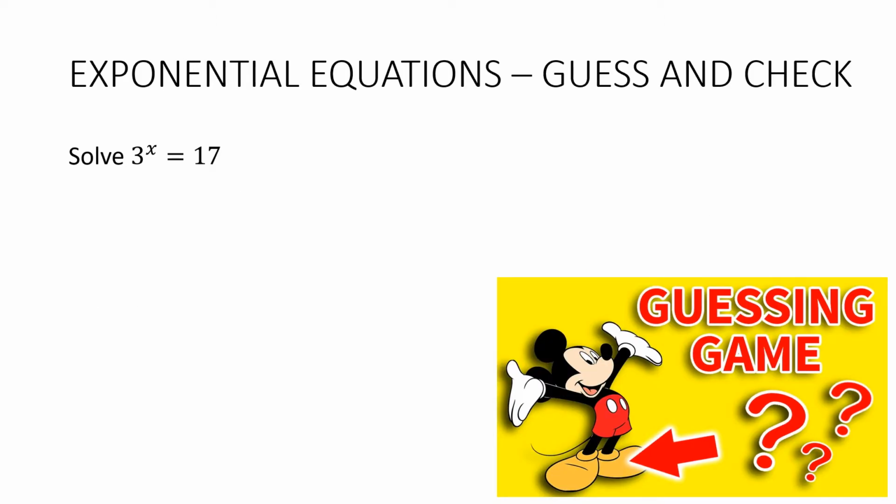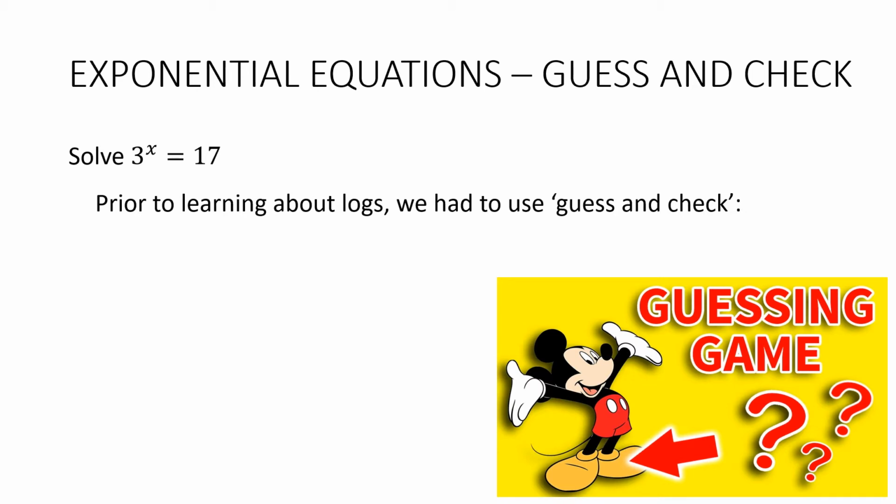Now, prior to learning about logarithms, our only method was to use guess and check, which means that we had to guess a value for x, check how close it was, and then adjust our guess. Looking at that equation there, 3 to the power of x is equal to 17, we know that x is somewhere between 2 and 3 because 3 squared is 9 and 3 cubed is 27. So let's make our first guess 2.5.